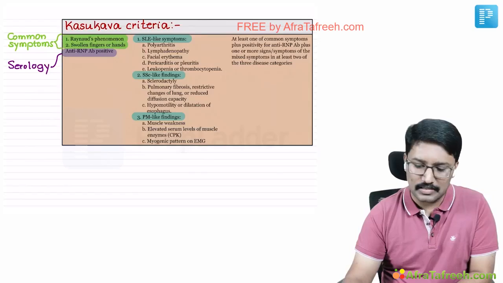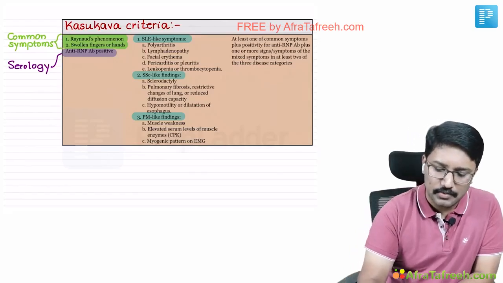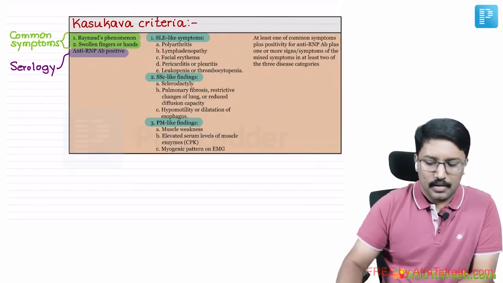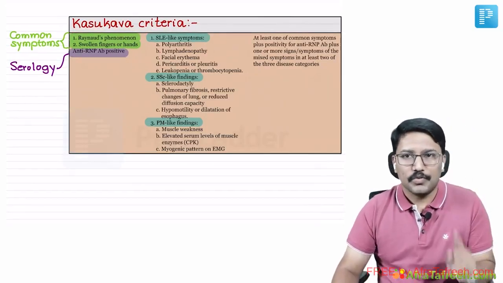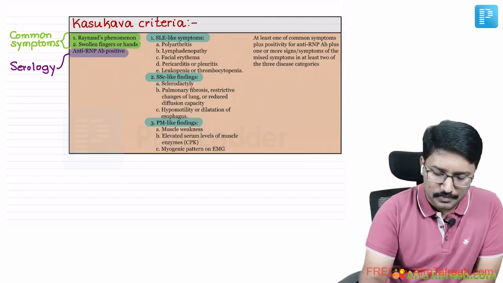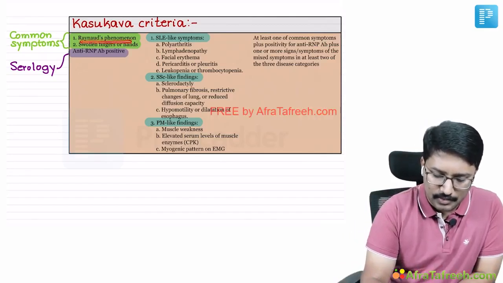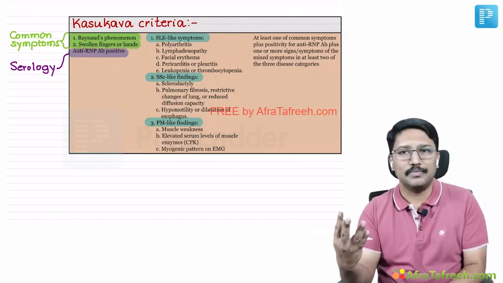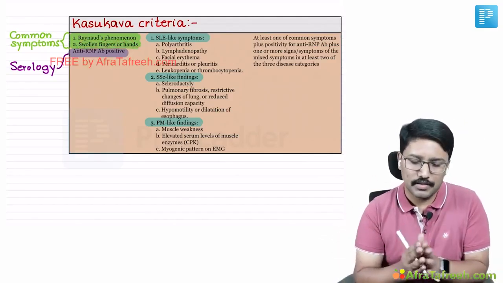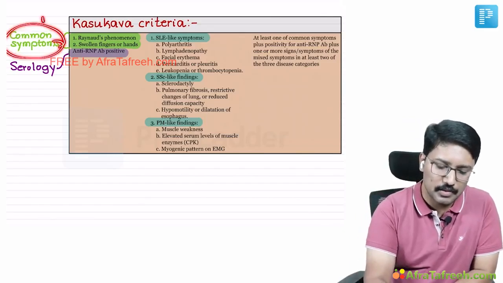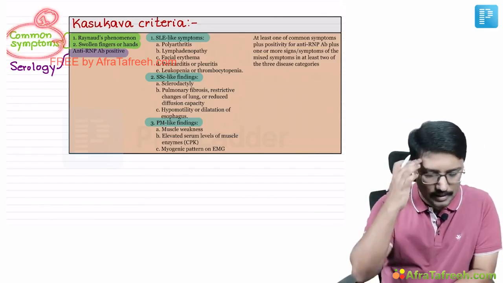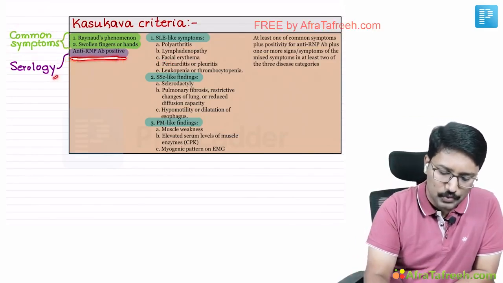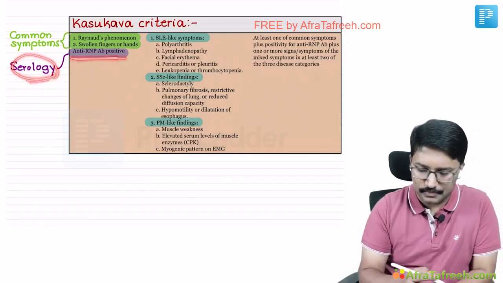Now coming to the most sensitive criteria. The most sensitive is our Kasukawa criteria. Okay, so in Kasukawa criteria, we have something called common symptoms. So one of the common symptoms should be present. What are the common symptoms? Either Raynaud's phenomenon or your puffy fingers and hands, your swollen fingers and hands. One of these 2 should be present. Among the common symptoms, 1 should be present, and patient should have the anti-U1 RNP antibody positive. So serology should be present, right?